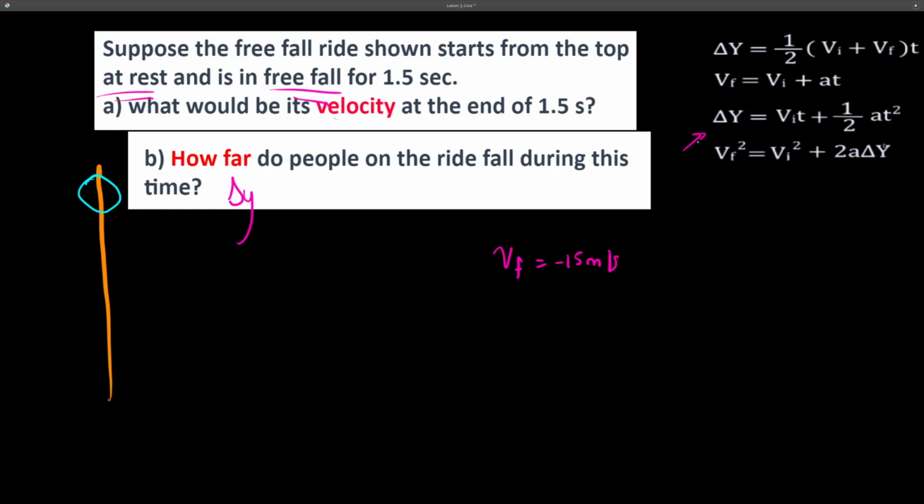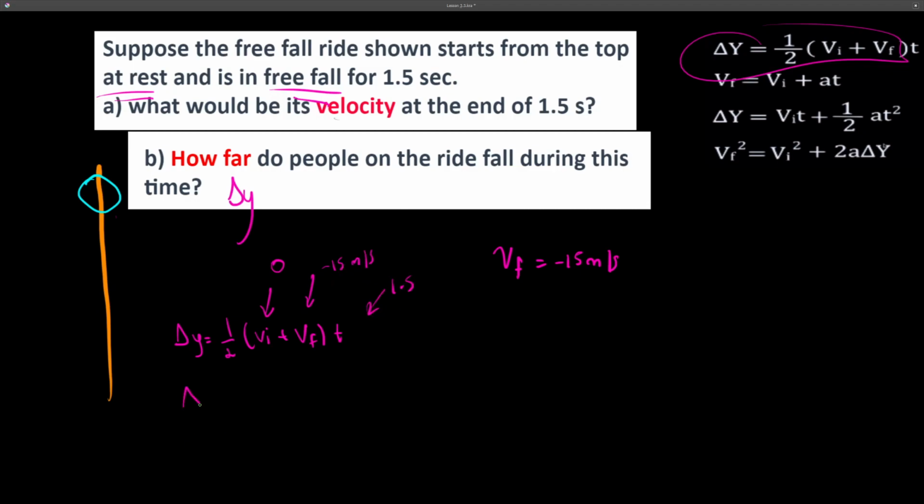Now we can use this formula, or this one. They both work. We'll use the first one. Delta y is equal to 1 over 2 (v initial plus v final) times t. Now, we can just simply substitute, right? We have the v initial, 0, the v final, minus 15, and we have the time, which is 1.5 seconds.